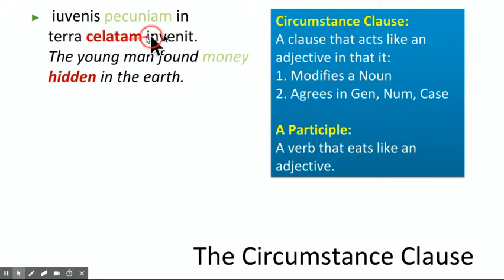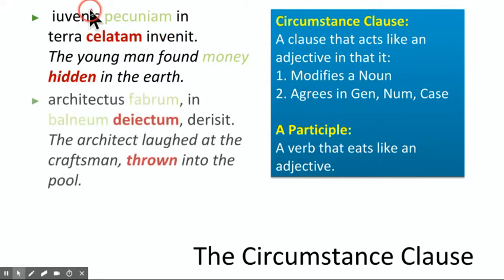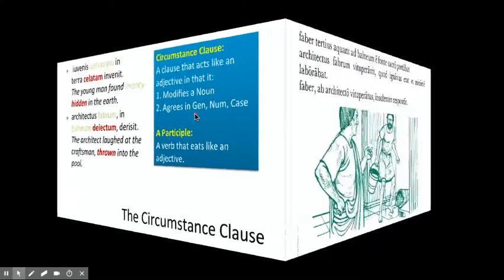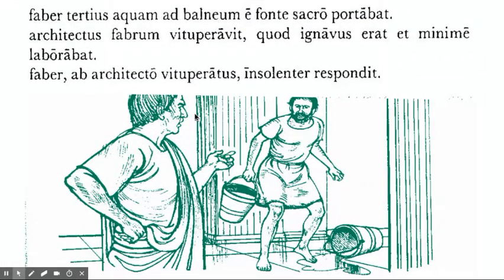You could also say on the ground. Not the young man, but the money. The architect derided the craftsman, and then you have the participle deiectum, signifying the circumstance clause, having been thrown into the bath. So the circumstance clause, like all clauses, is the verb and everything with it, all the nouns and prepositions and adverbs and all that other stuff with it.